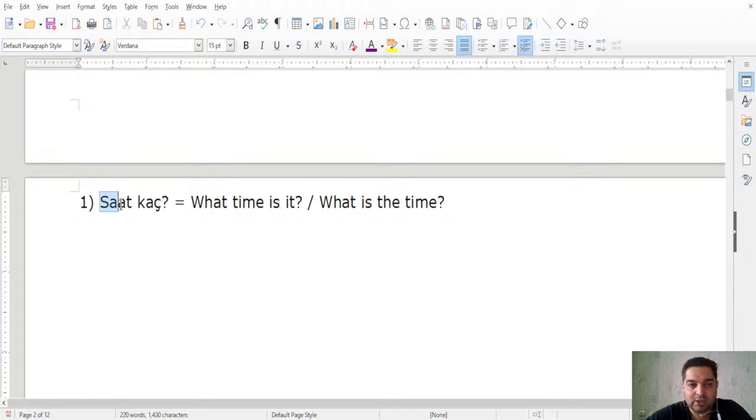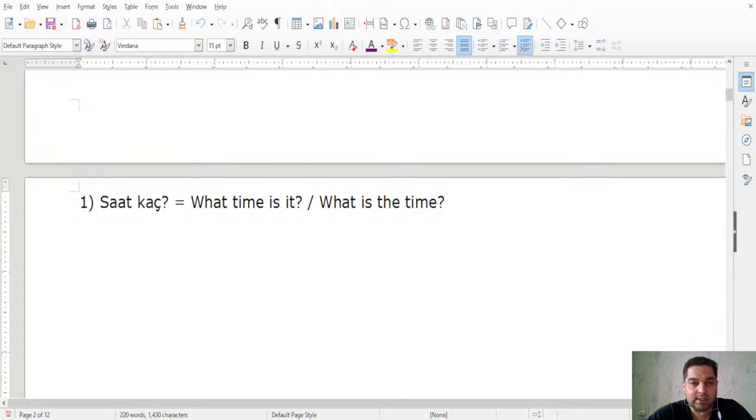So the literal translation will be: how much is the time? Kaç, and then saat. Usually kaç is how many, because kaç is usually for countable nouns. So how many is the time? What time is it is the figurative translation, and you better memorize it as this, saat kaç. I don't spend very much time on this because it's a phrase, it is a structure, and that's how we have to learn it.